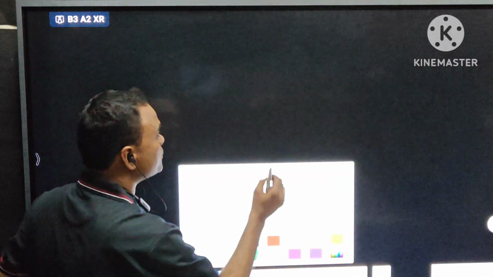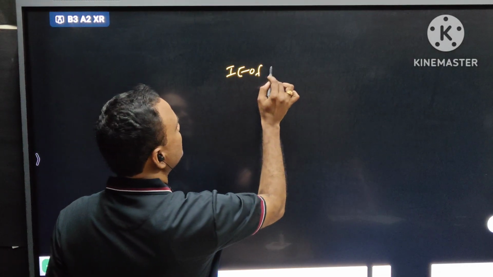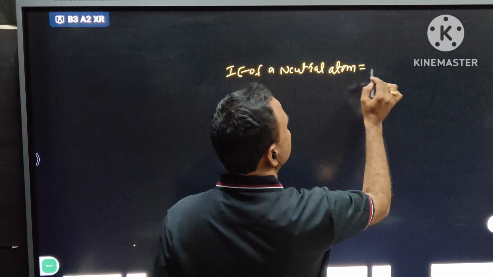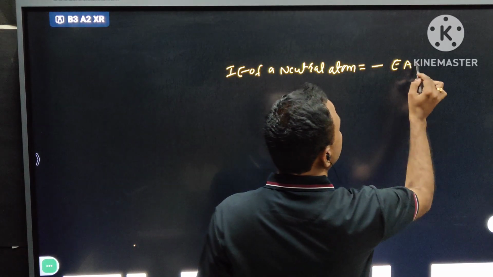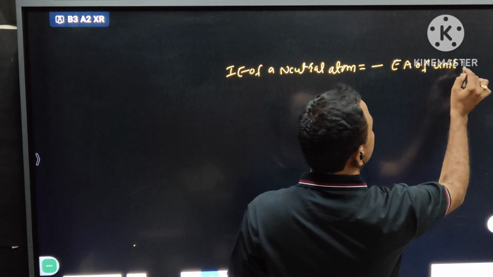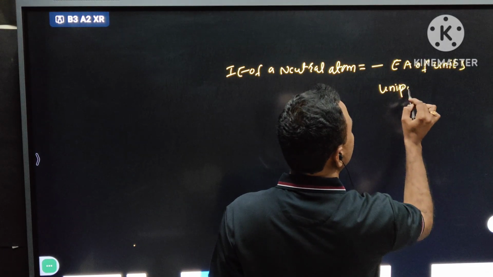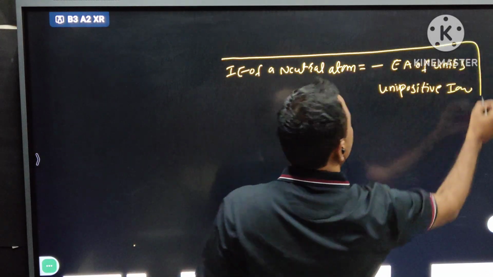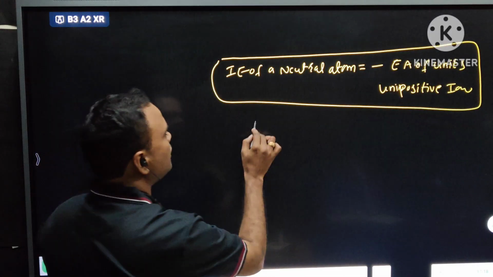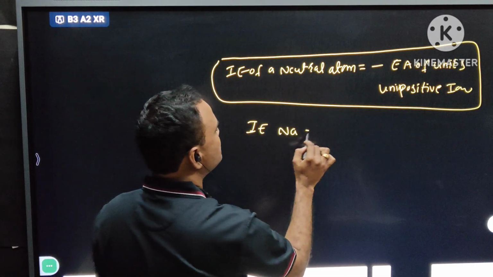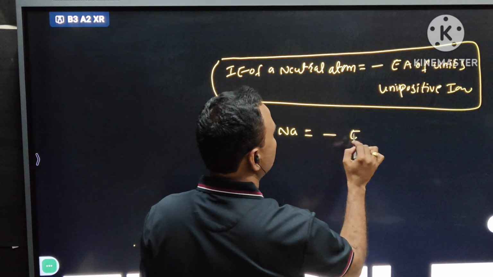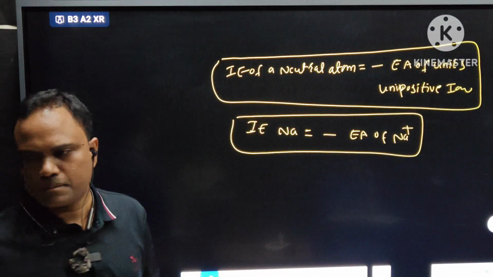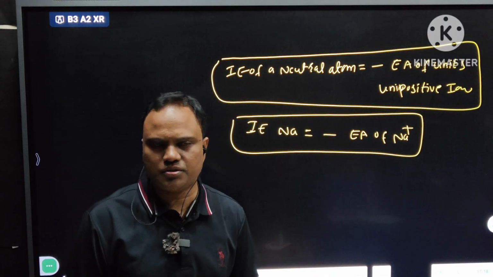Correct. See this: ionization energy of a neutral atom is equal to minus electron affinity of its uni-positive ion. Remember this relation also. For example, ionization energy of sodium is equal to negative electron affinity of Na+ nucleus. This is also an important relation.